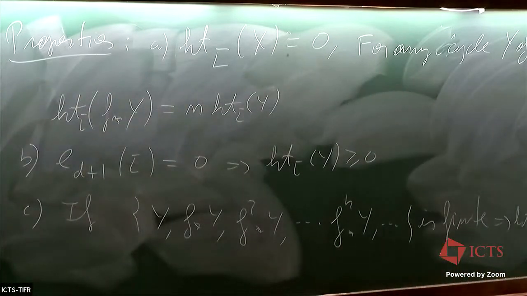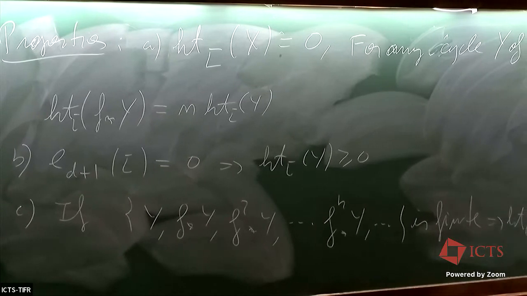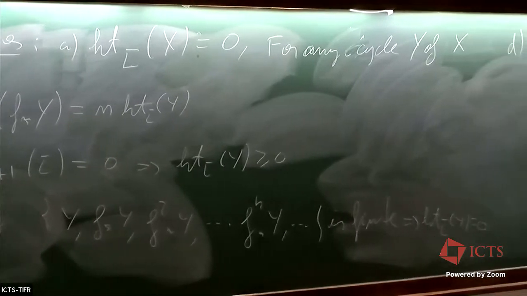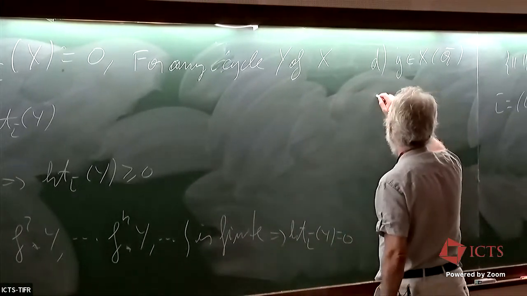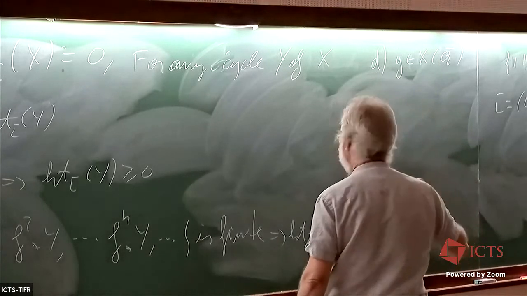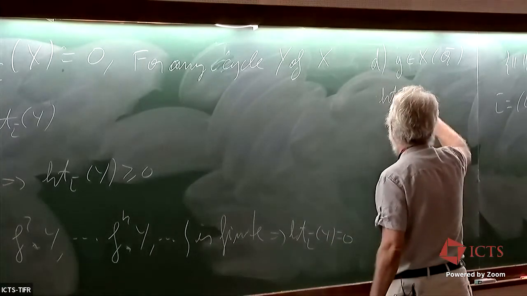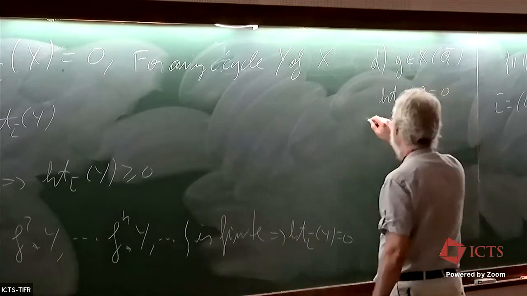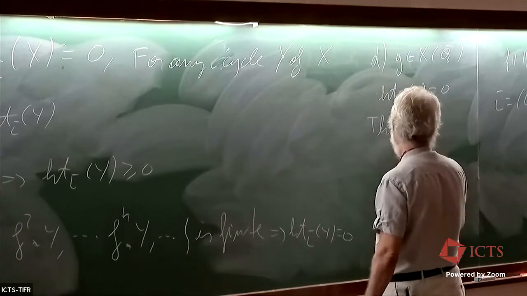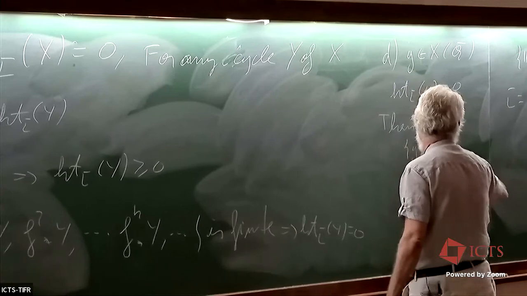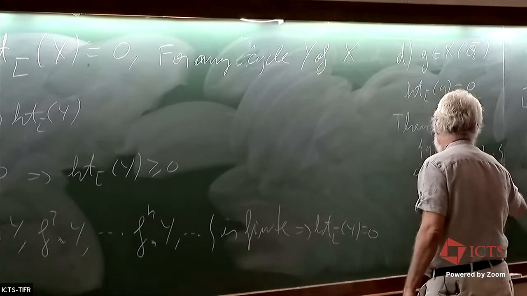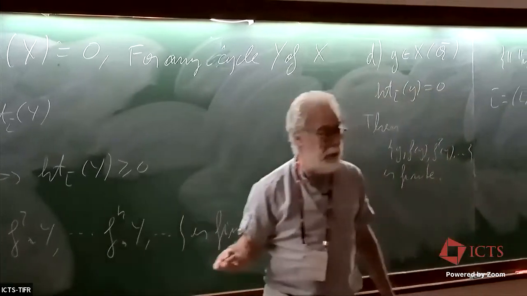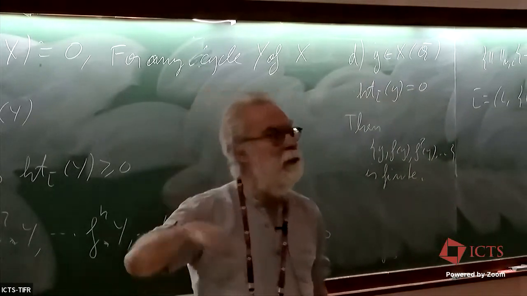And then the last part is that if I have an element Y on X of Q bar, and it satisfies that the height of Y is equal to zero, then the set Y, f of Y, f square of Y, and so on is finite. Which means that the point is pre-periodic. So it does not need to be periodic, but it will be pre-periodic.